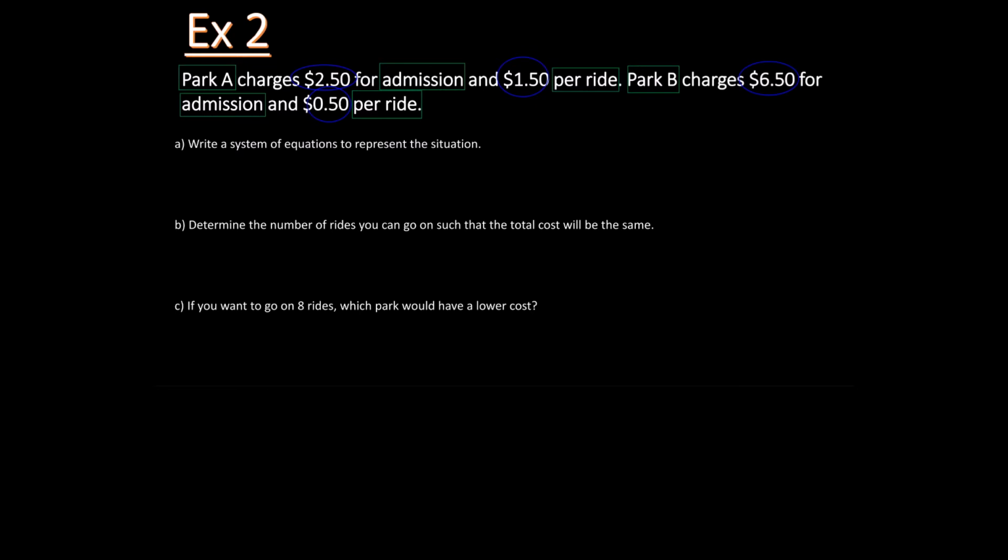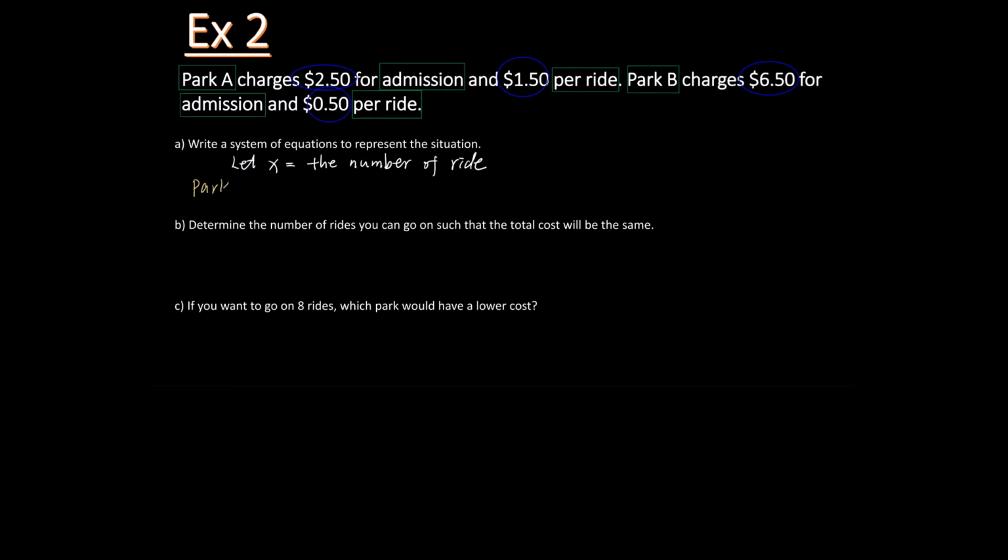There are two types of charges. One is admission, and another one is cost per ride. The admission is a fixed cost. That means no matter how many rides you go on, you need to pay the admission fee. Let x represent the number of rides.